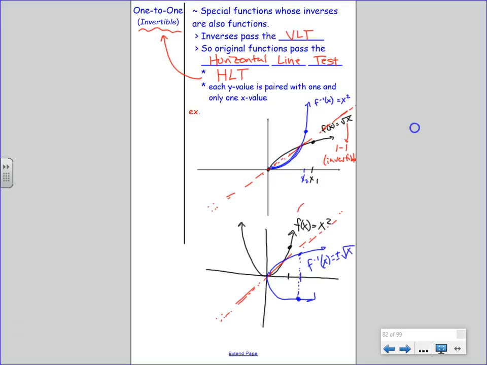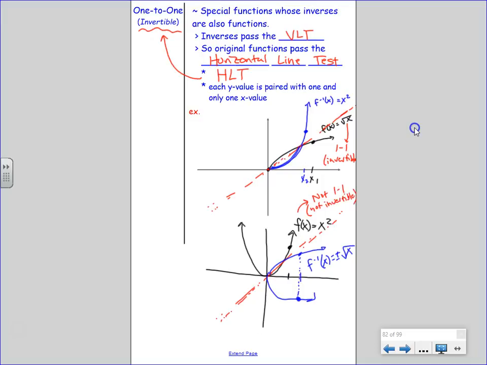So when I come down here, can I say that this function is one-to-one? No. Why? Its inverse fails as a function, which means the original fails the horizontal line test, which means the function is not one-to-one or not invertible. Luca, go ahead.